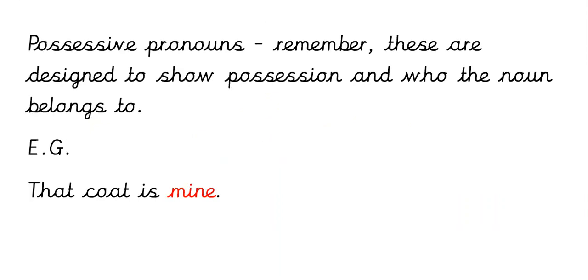So then, possessive pronouns. So remember, these are designed to show possession and who the noun belongs to. So for example, that coat is mine. Mine is the possessive pronoun because it's showing that the coat belongs to me.